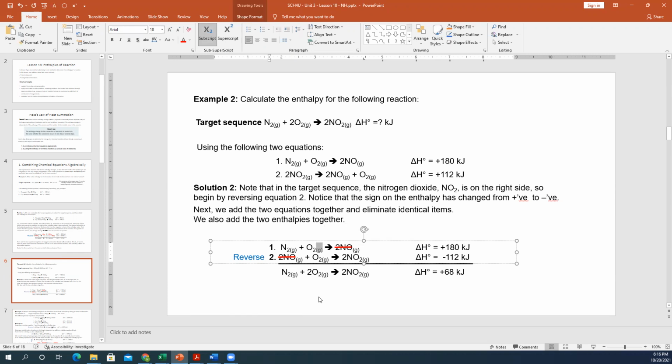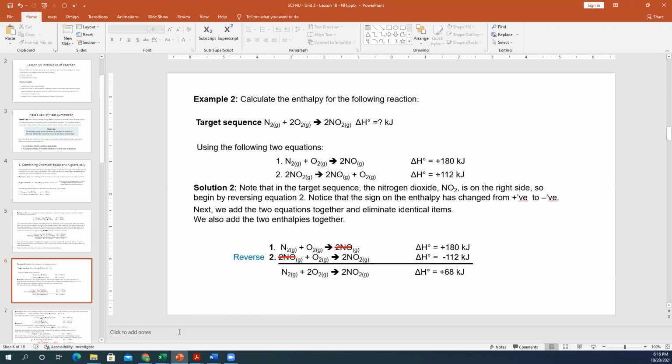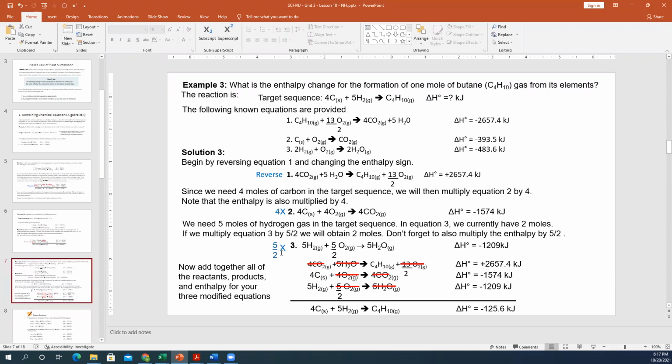When you're doing these types of equations, I think that is another example of a very simple way of calculating the enthalpy, the delta H. Let's look at a third example.